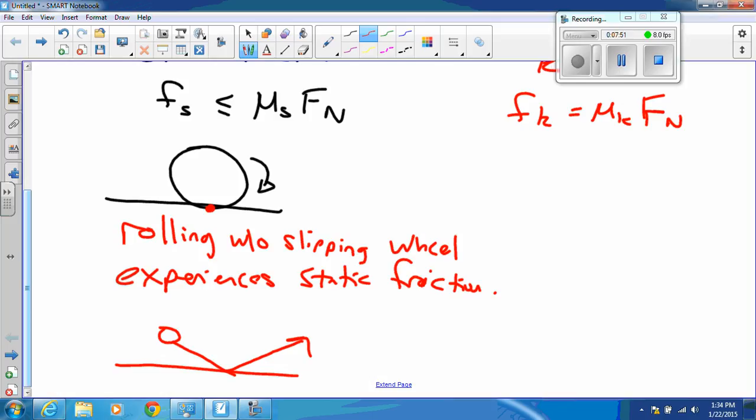Can a tire go fast enough on a surface where the friction would be too much and it would slip? Yes, that happens all the time. If you try to accelerate too fast in your car, what happens? It slips.